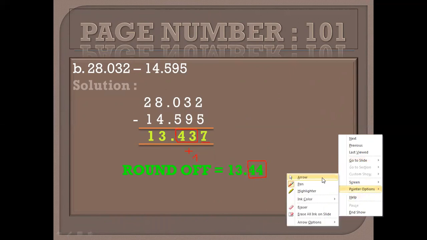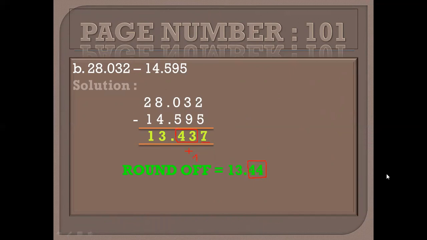Our answer will be 13.44. There is no change in the whole number, because in the question they only mention to round off our answer to two decimal places. On page 100, our answer was to the nearest whole number. So that's why we removed the decimal in that question, and here we only change the hundredths place number. Yes, part C.